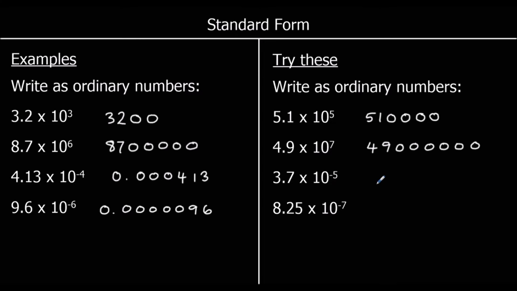3.7 times 10 to the power of minus 5. So we're going to have 1, 2, 3, 4, 5 zeros, a 3 and a 7. And we can check that. So 3.7 divided by 10, 1, 2, 3, 4, 5 times. And finally, 8.25 times 10 to the power of negative 7. So 8.25 divided by 10, 7 times. So 1, 2, 3, 4, 5, 6, 7 zeros, and then 8, 2, 5. And again, let's check it. So 8.25 divided by 10 once, twice, 3, 4, 5, 6, 7 times.